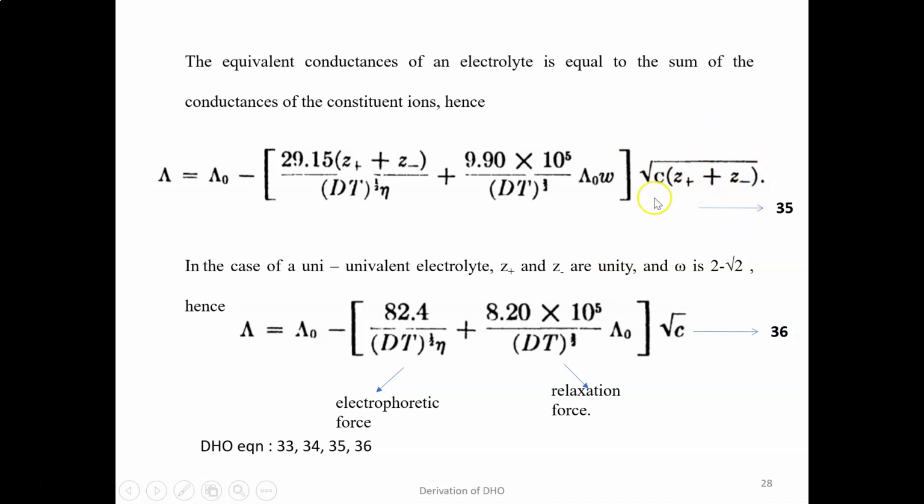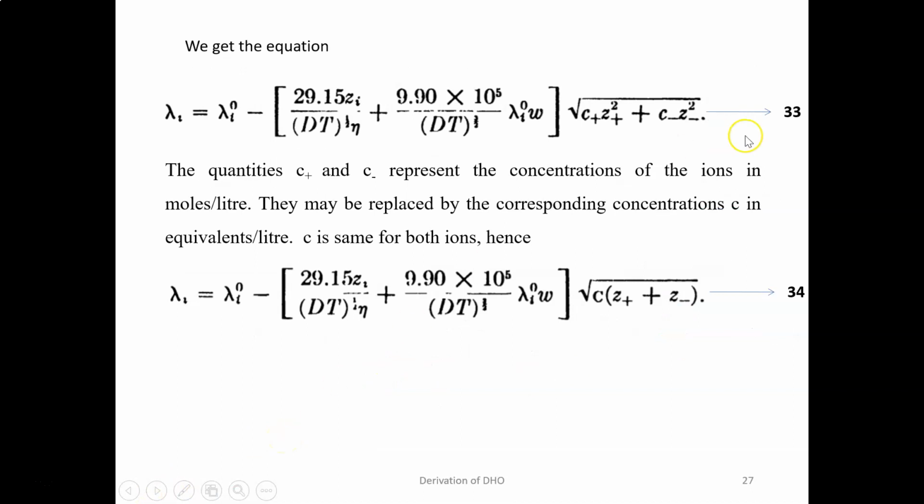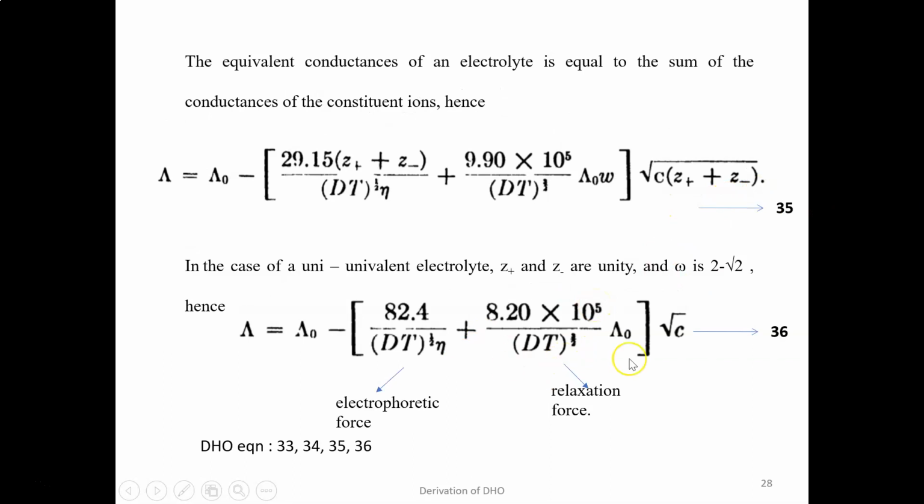So this particular omega term will be 2 minus root 2, and we will be having the relation lambda is equal to lambda 0 minus 82.4 divided by (DT)^(1/2) eta plus 8.20 × 10^5 divided by (DT)^(3/2) lambda 0 into root C. So this equation, the equation 33, 34, 35 and 36 are termed as Debye-Huckel-Onsager equations.